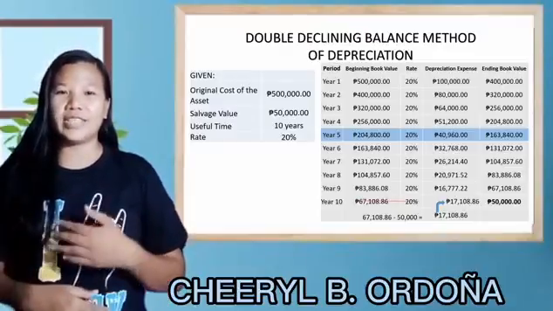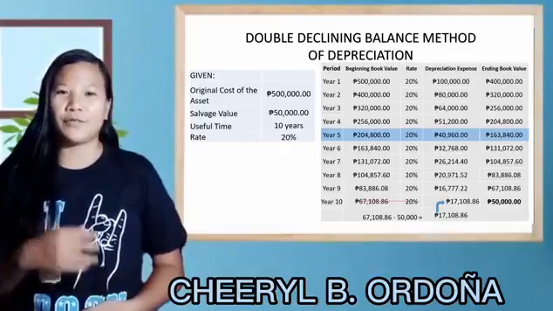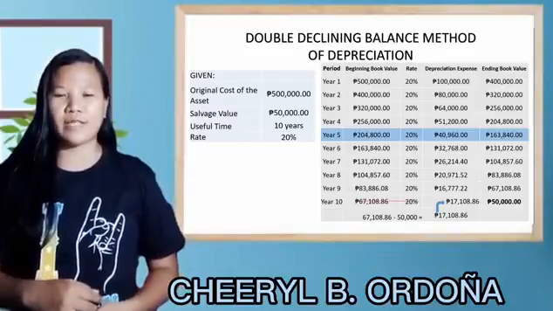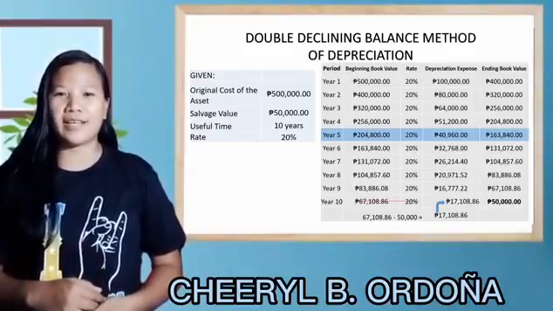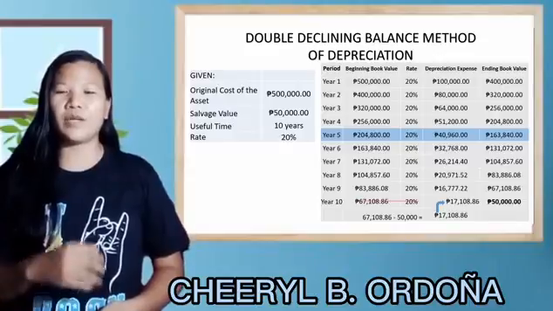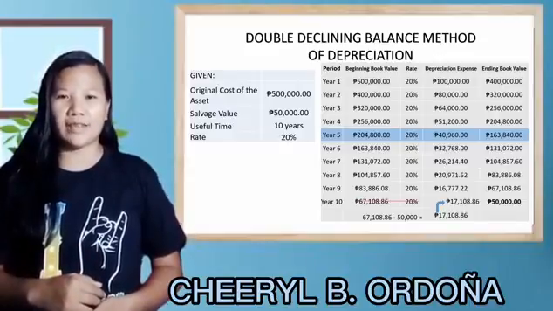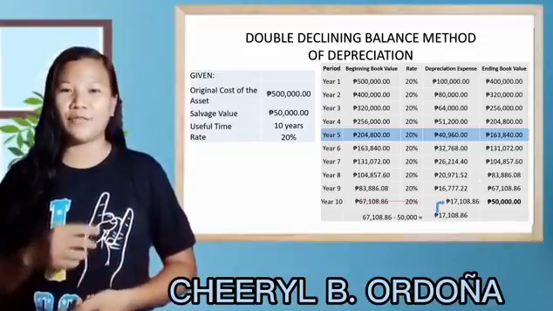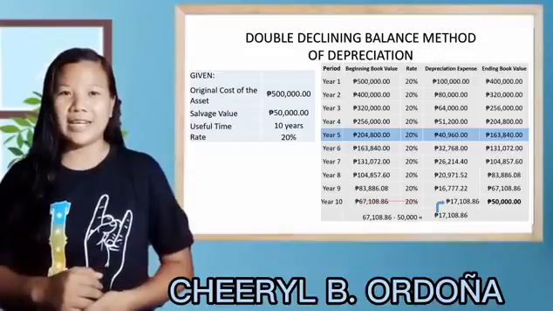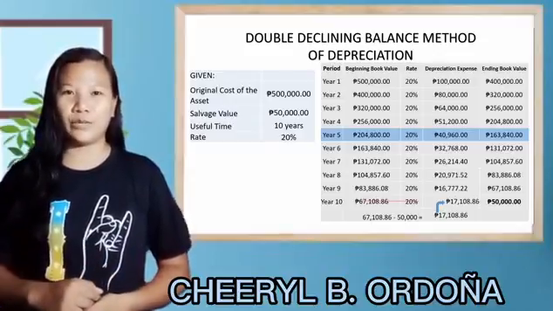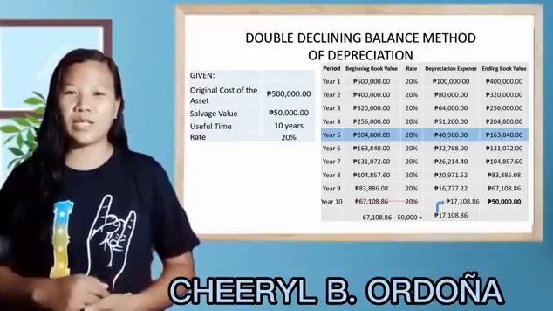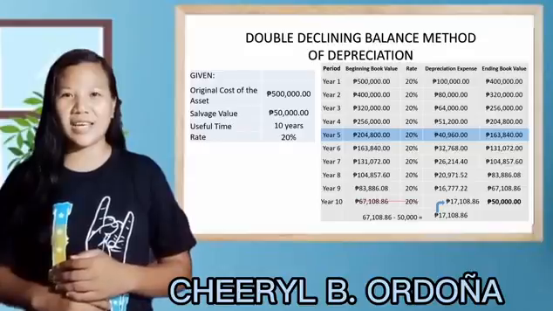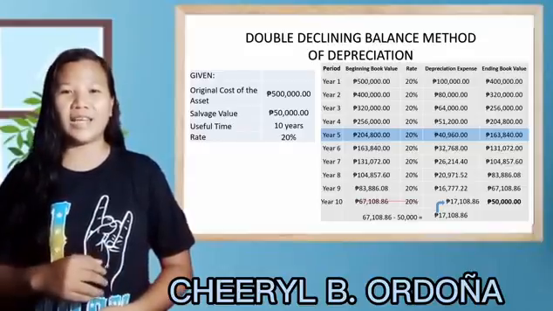Now, let us look at the double declining balance method of depreciation schedule. Given original cost of the asset 500,000 pesos, salvage value 50,000 pesos, useful life 10 years, depreciation rate is 20%. So we have here a table having 5 columns. The first column is the period, second column is the beginning book value, third column is the depreciation rate, fourth column is the depreciation expense, and the last column is the ending book value.